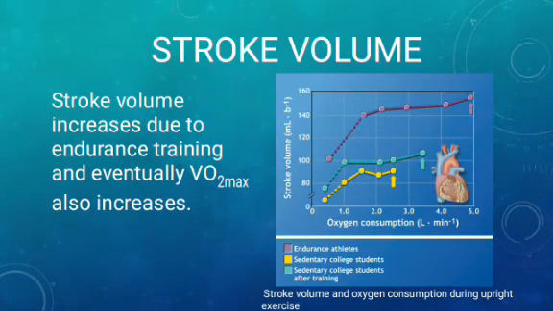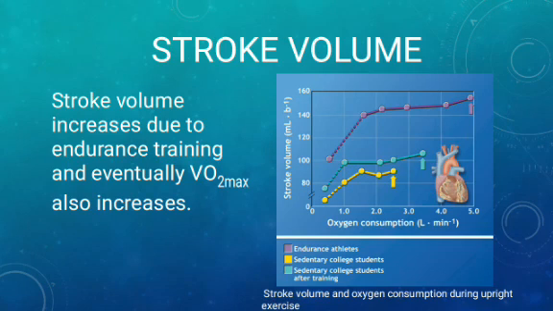Stroke volume. Stroke volume increases due to endurance training, and eventually VO2max also increases. The stroke volume increases due to increased internal left ventricular volume and mass, reduced cardiac and arterial stiffness, increased diastolic filling time, and improved intrinsic cardiac contractile function. The graphical representation elicits the relation between stroke volume and oxygen consumption during upright exercise.